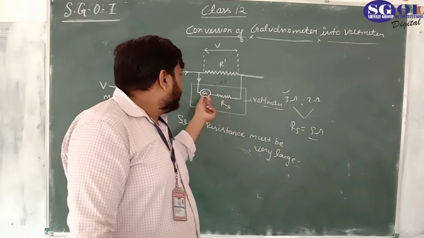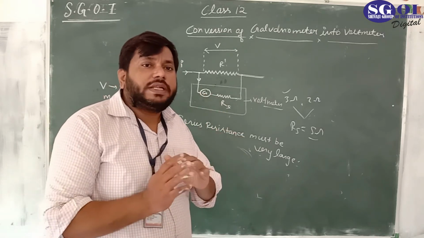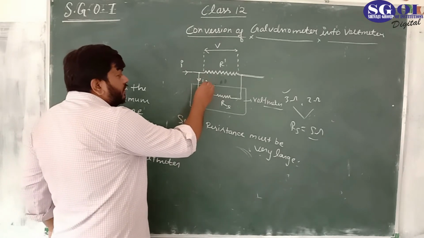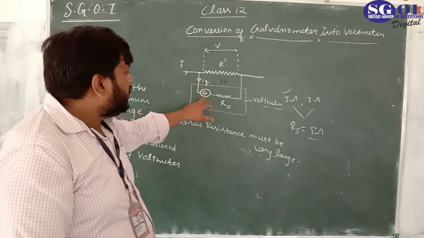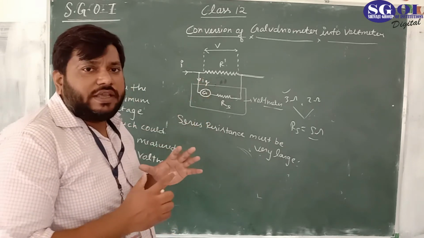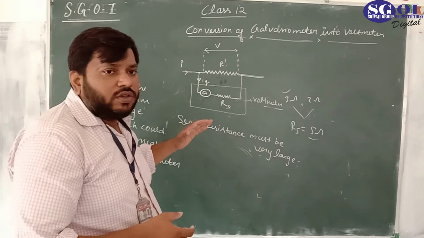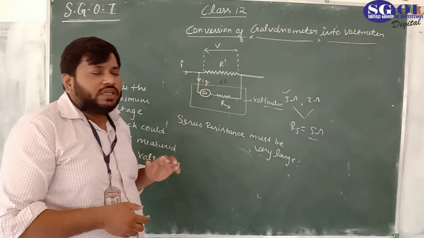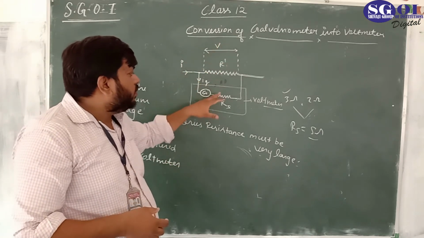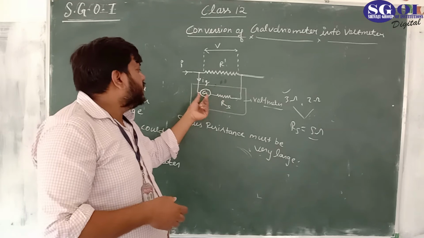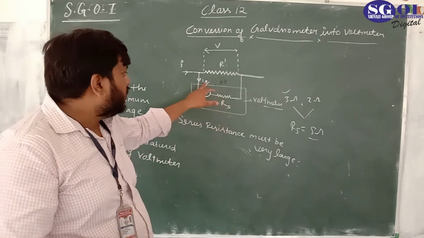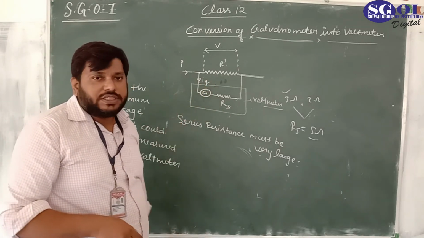Up to what maximum current this galvanometer could not be damaged, and we know that current, we have defined the name Ig. This is the current up to which the galvanometer can be safe, and if the current goes beyond this maximum value Ig, the galvanometer could be damaged. So the maximum voltage V which could be measured by this whole voltmeter depends on the maximum current which produces the full scale deflection in the galvanometer, which is Ig.